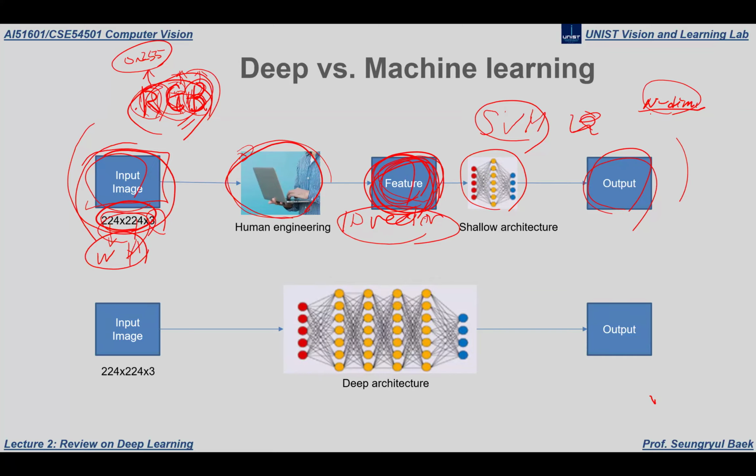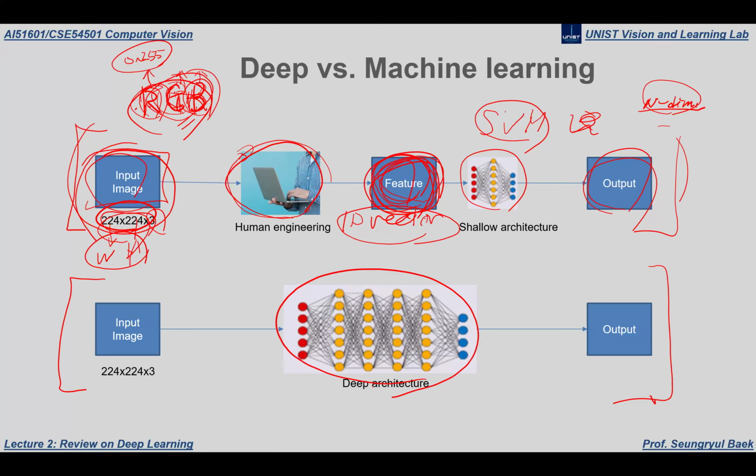Okay, are you guys following this? That's the classical way of achieving image classification. But the second row is showing the deep learning architectures. The deep architectures have more than one layer, and they directly map the input images to the output class probability.